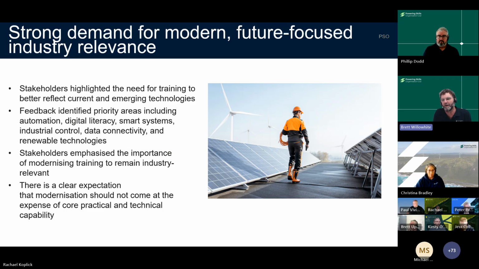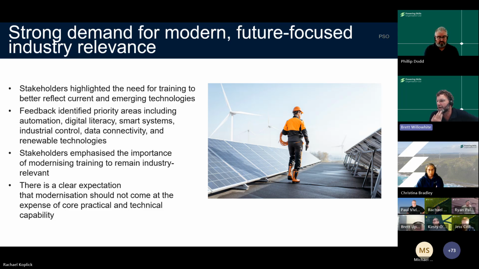And that feedback has been really around that the UEE training package needs to better reflect the way industry's changing. There's strong demand for training products that recognise automation, digital systems, smart technologies, industrial control, data connectivity, renewable technologies. But at the same time, stakeholders have been equally clear that modernisation can't dilute those core practical and technical capabilities that sit in the heart of the UEE training package.